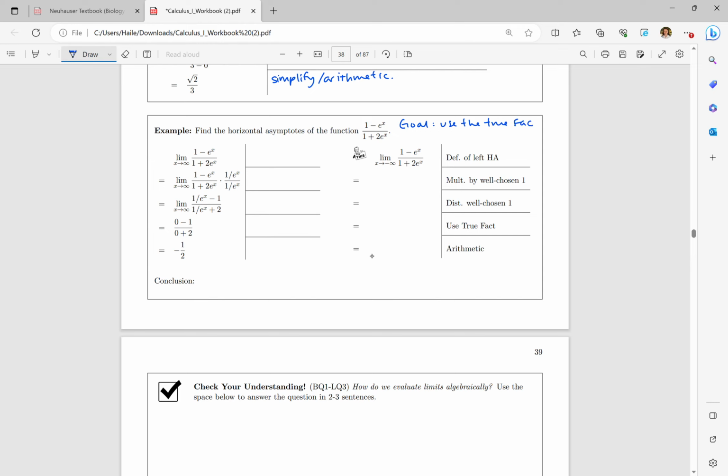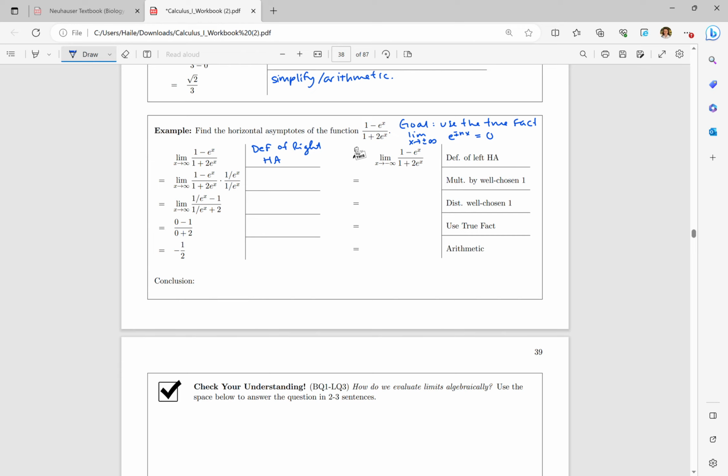So we want to use the true fact: limit as x approaches plus or minus infinity is equal to e to the minus or plus n times x. I should have written equals there. So that limit is equal to 0. Okay, so let's start with the limit as x approaches infinity. So the limit as x approaches infinity of 1 minus e to the x over 1 plus 2e to the x, well, that's just our definition of a horizontal asymptote to the right. So we say definition of right horizontal asymptote.